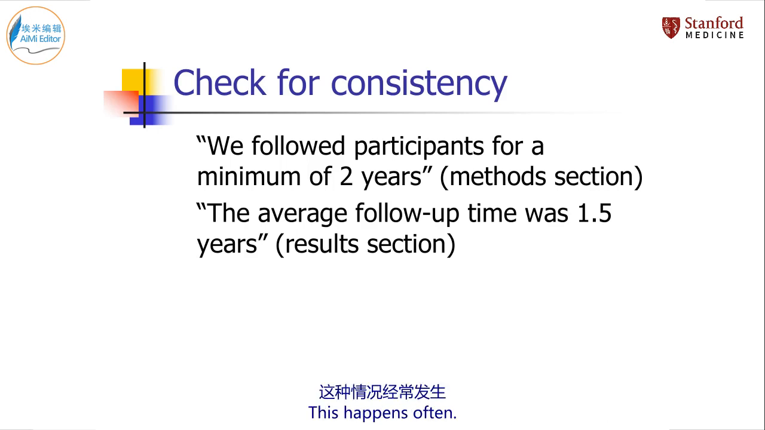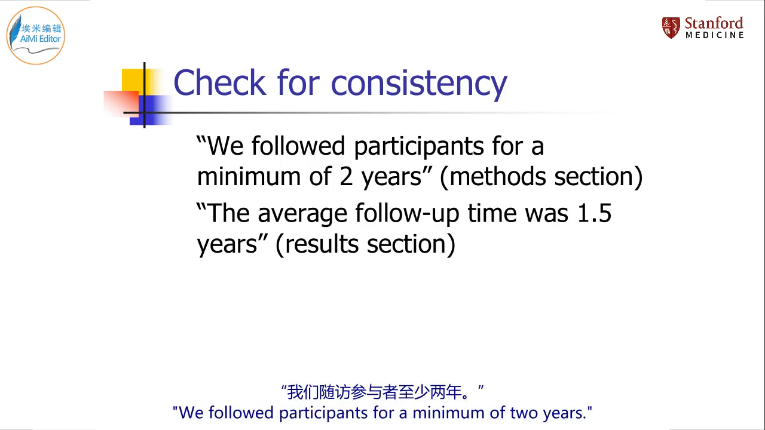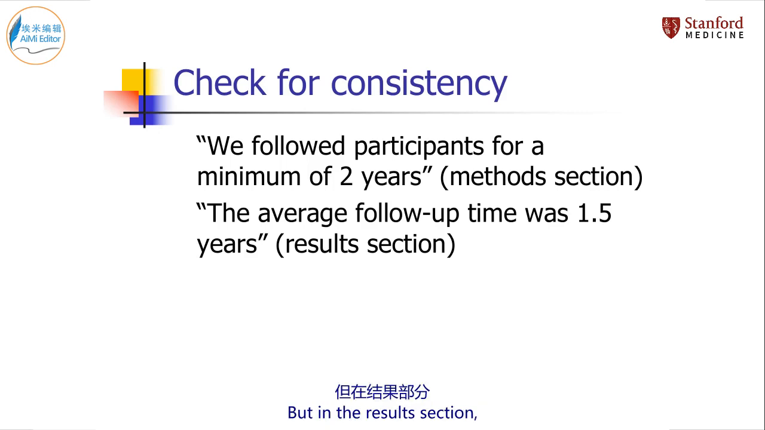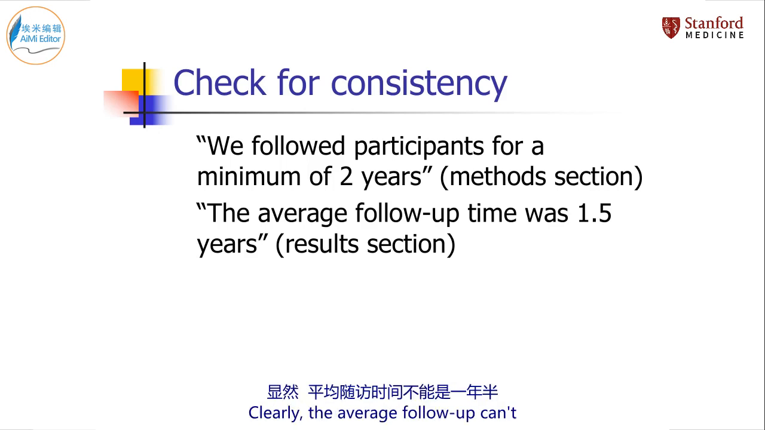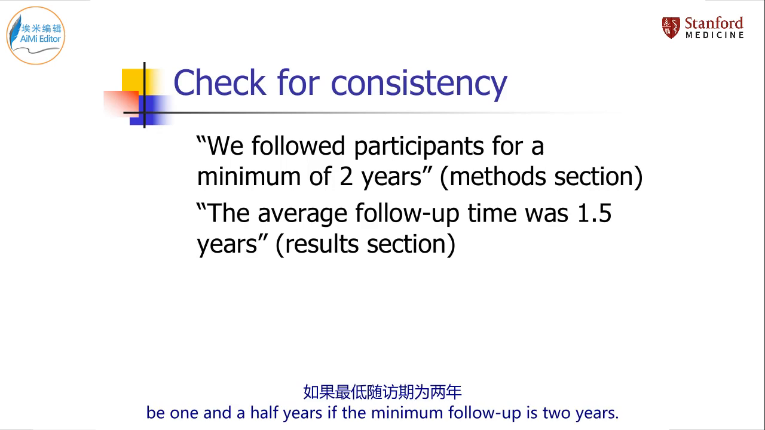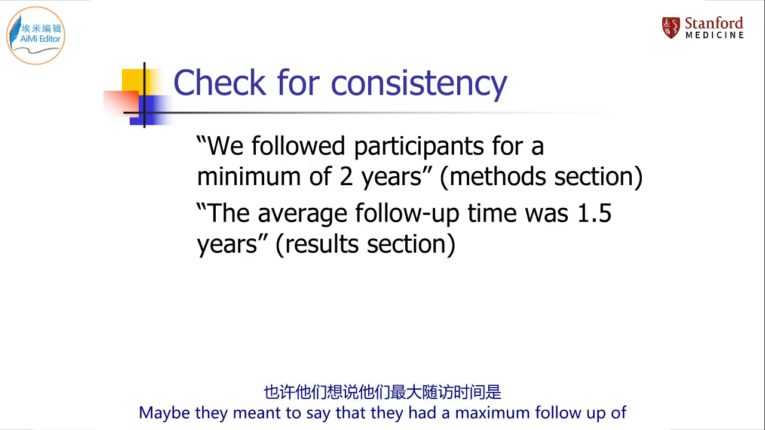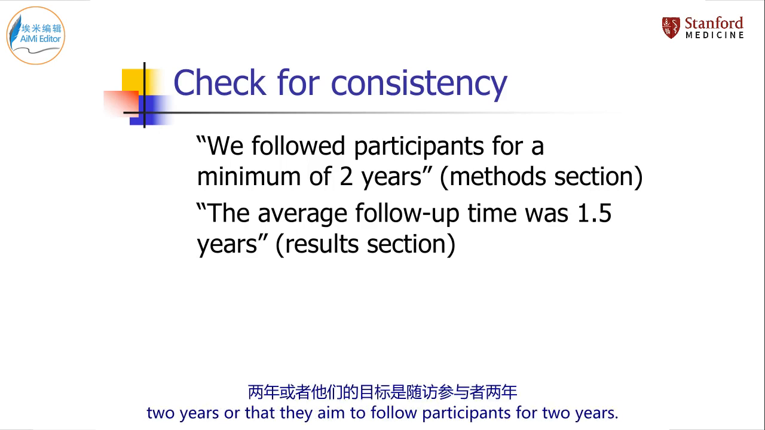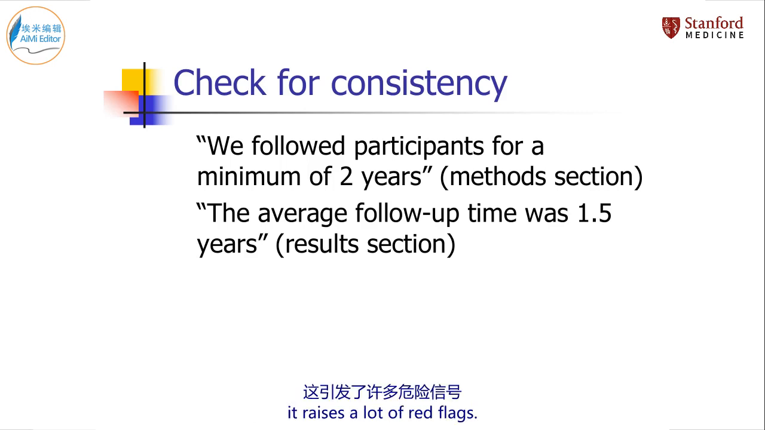This happens often. I was editing somebody's work, and in the methods section, they said, we followed participants for a minimum of 2 years, but in the results section, they said that the average follow-up time was 1.5 years. Clearly, the average follow-up can't be 1.5 years if the minimum follow-up is 2 years. So this was an inconsistency. Maybe they meant to say that they had a maximum follow-up of 2 years or that they aimed to follow participants for 2 years. But if a reviewer or editor sees this kind of inconsistency, it raises a lot of red flags.